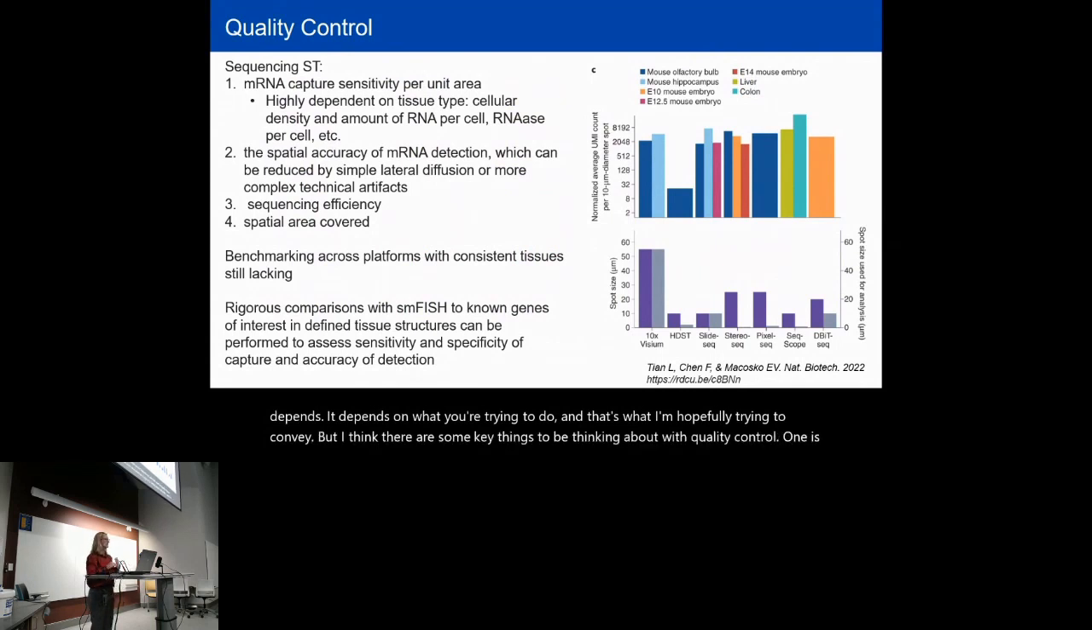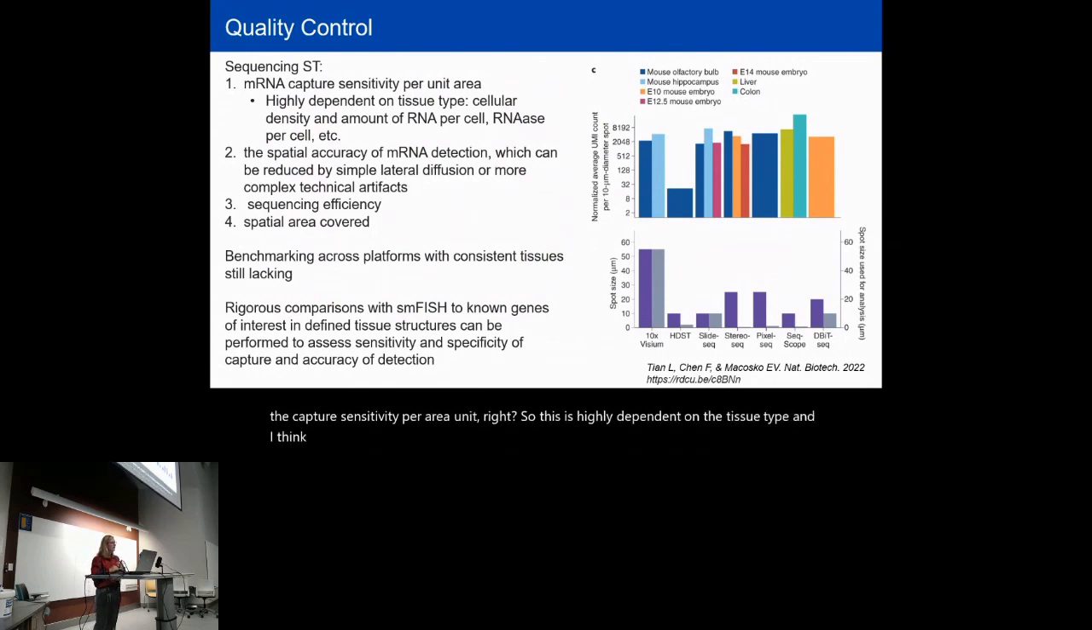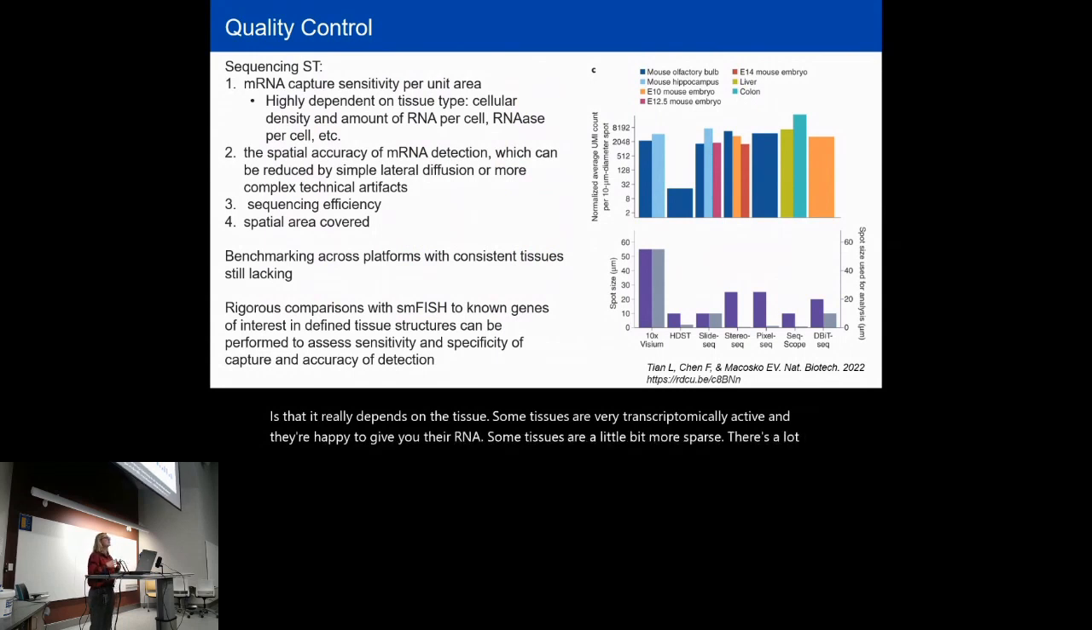One is the capture sensitivity per area unit, right? So this is highly dependent on the tissue type. And I think what we've learned in our core facility, having done this on over 10 different human tissues and over 7 different mouse tissues, is that it really depends on the tissue. Some tissues are very transcriptomically active and they're happy to give you their RNA. Some tissues are a little bit more sparse. There's a lot of fat content. They're not as transcriptionally active, and you can get a lot of variation across your landscape of even the number of transcripts per region.